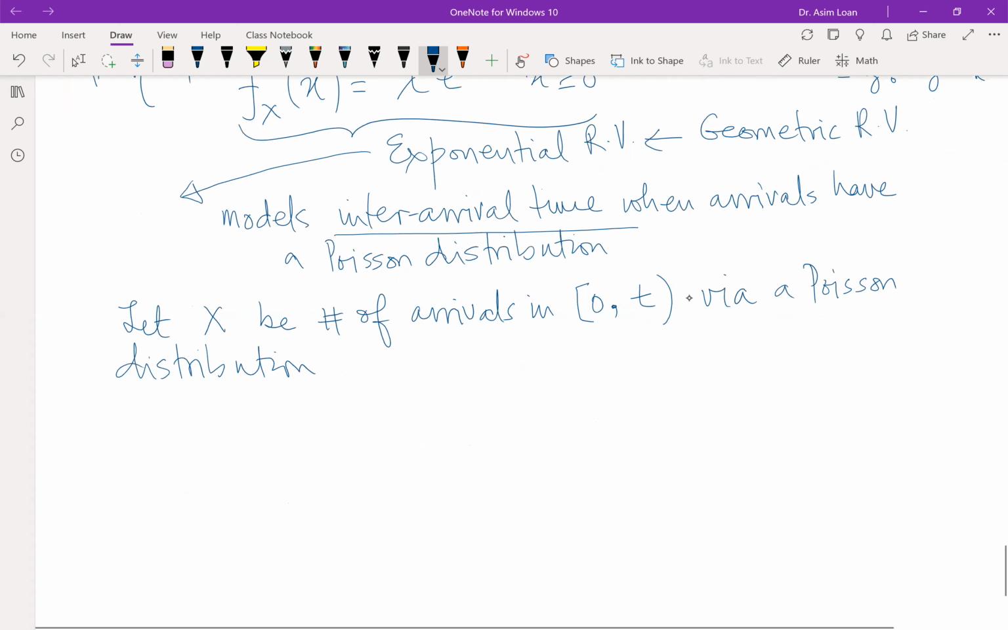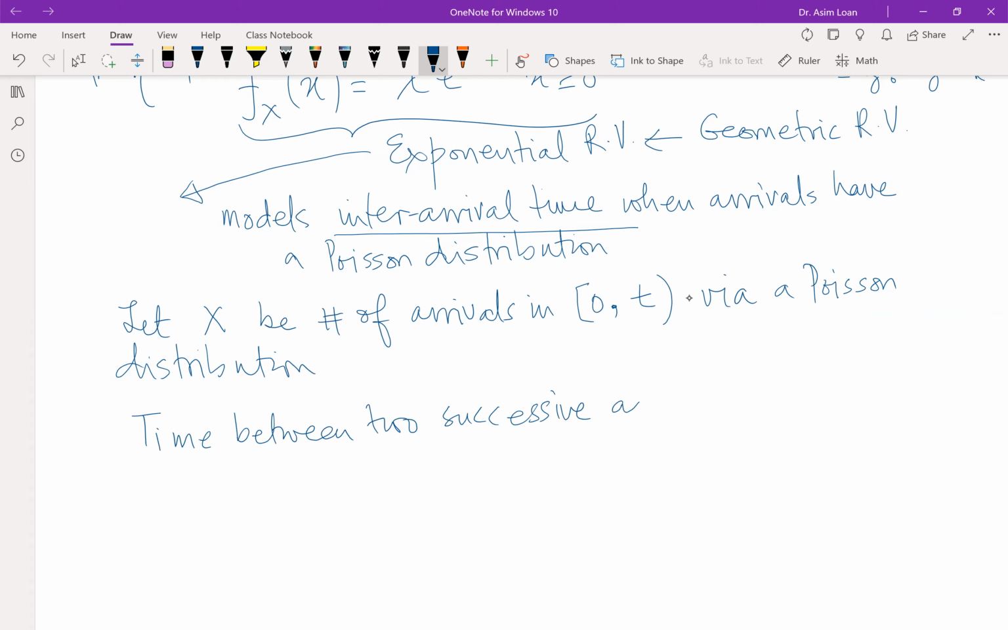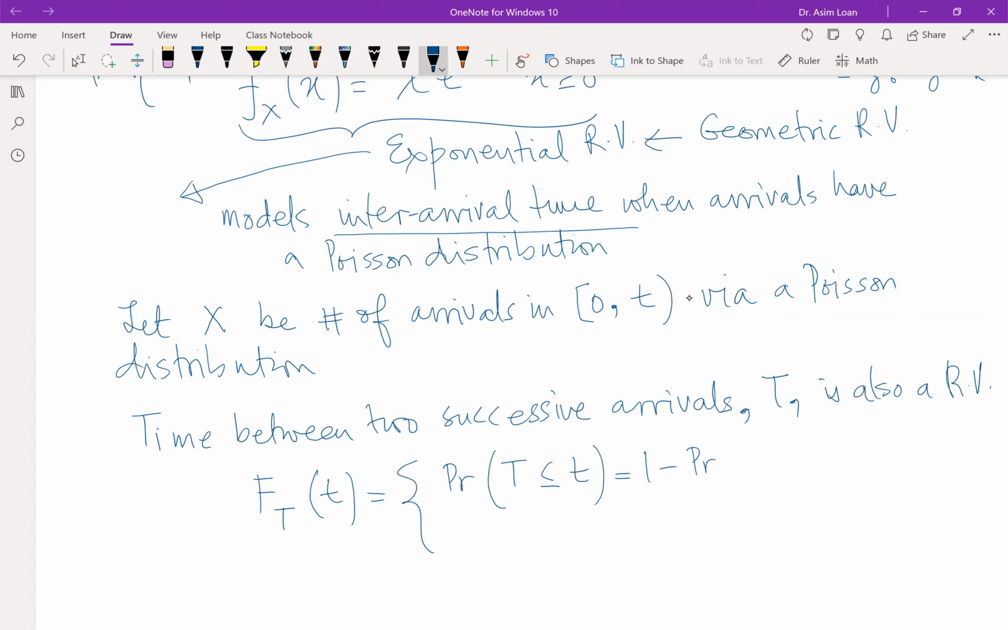The time between two successive arrivals, T, is also a random variable. Then I can define its distribution: F_T(t) is simply the probability that T is less than or equal to t, by definition, which equals 1 minus the probability that T is greater than t.